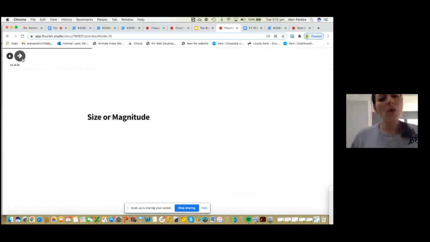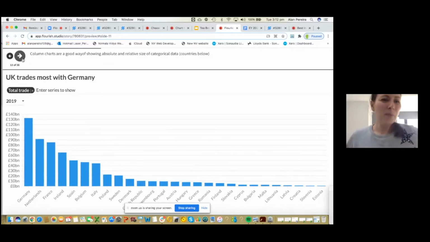Okay, so on to our second category, which is trying to portray size or magnitude of things. So normally we use column charts as a way of showing absolute or relative size of categorical data. So here we now have countries below, that's our categorical data, but just for one year, and we can compare the relative magnitudes of UK trade with these different countries, and the height of the bars helps us make a comparison.